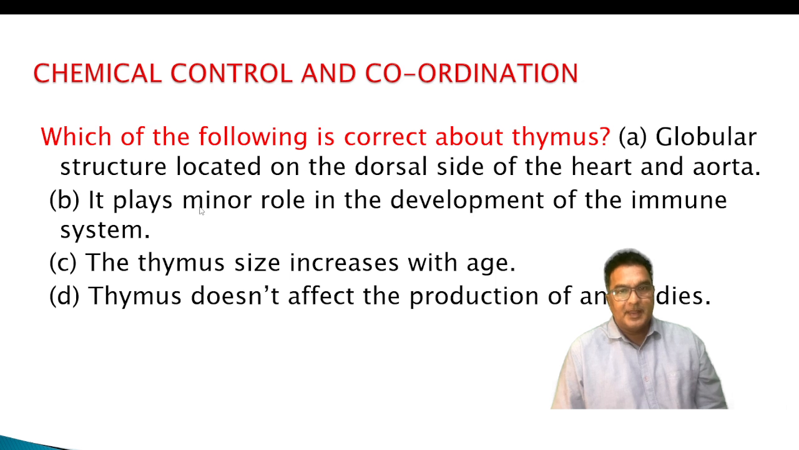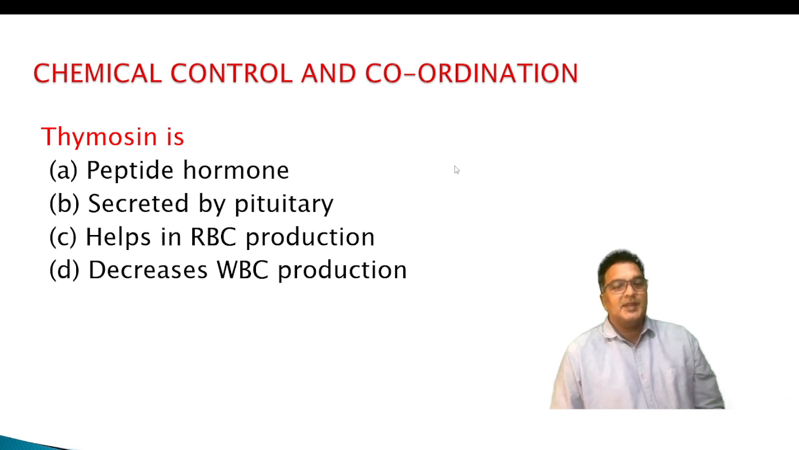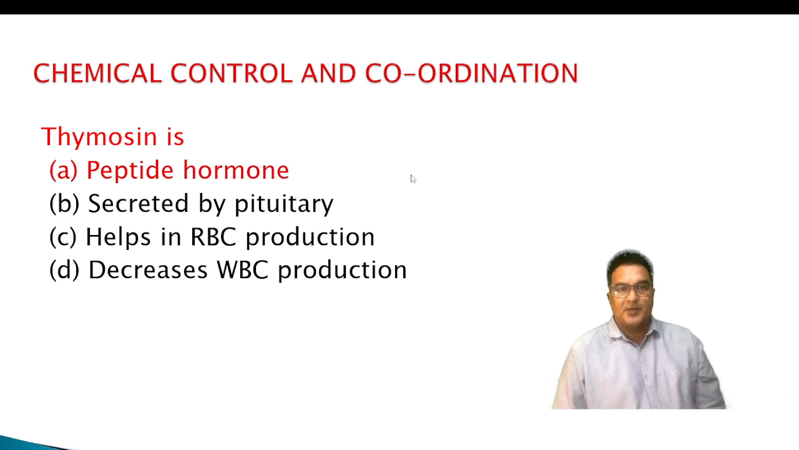It plays a minor role in the development of the immune system? No, it's a major role. Thymus size increases with age? No, it decreases with age. Thymus doesn't affect the production of antibody? It does affect the production of antibody. So, the only correct statement is it's a globular structure located on the dorsal side of the heart and aorta. Thymosin, a hormone from the thymus gland, is a peptide hormone.